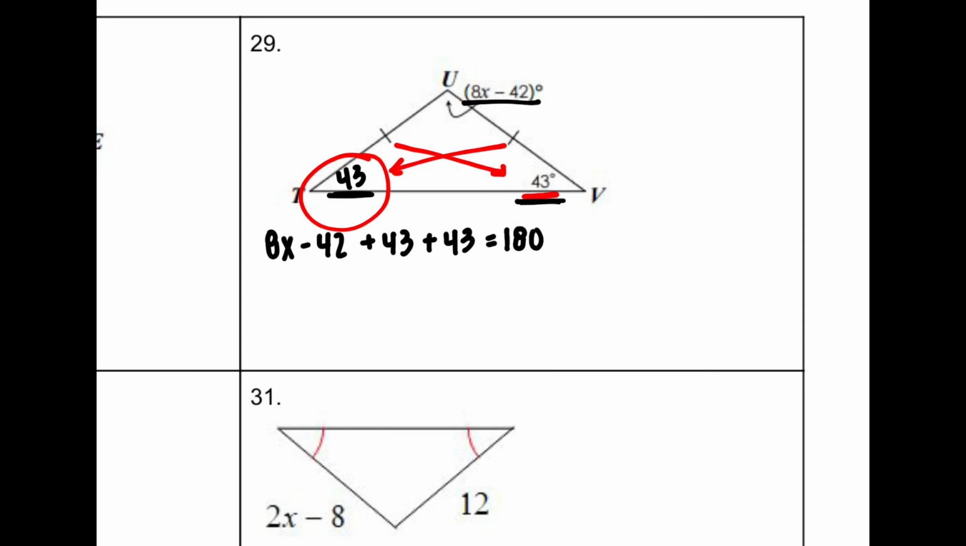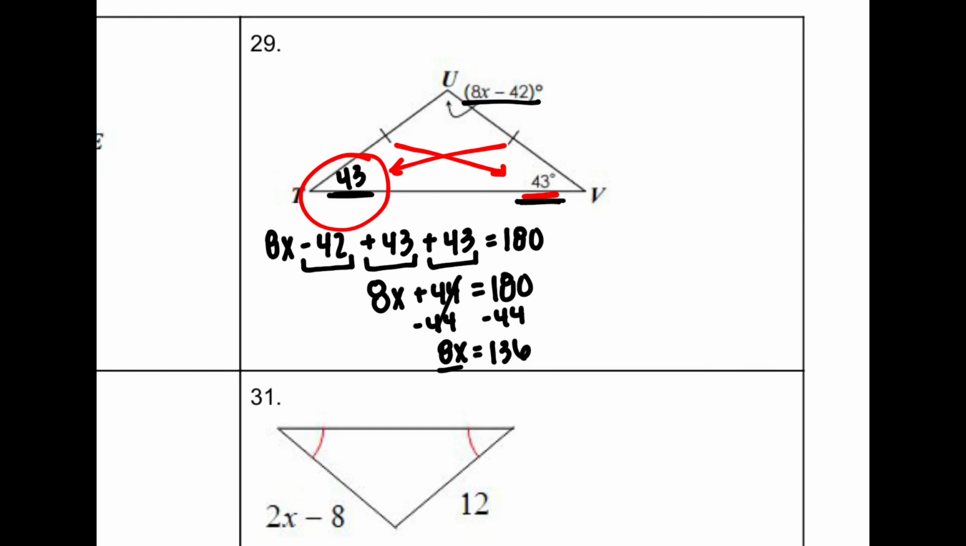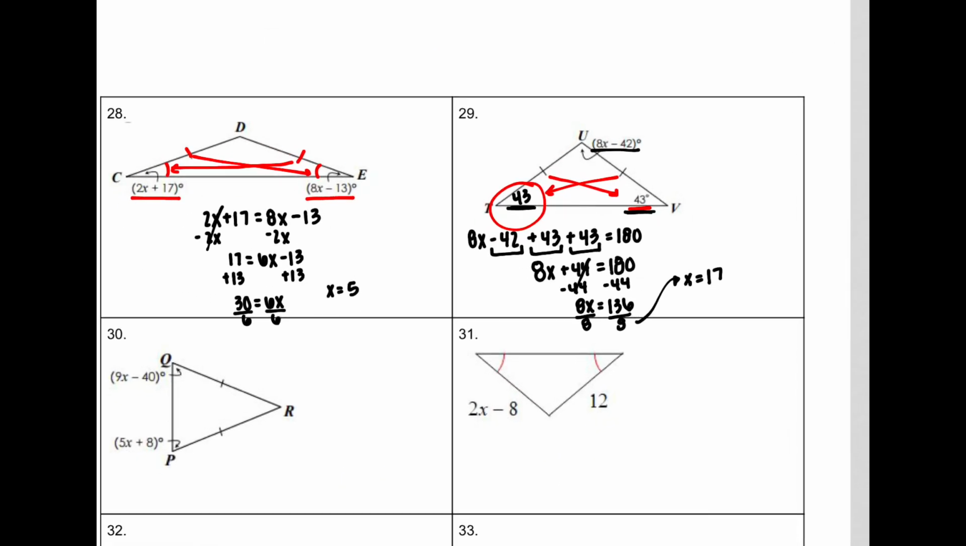I'm now going to combine my like terms, so negative 42 plus 43 plus another 43 leaves me with 44, so I have 8x plus 44 is equal to 180. I'm going to subtract that 44 from both sides. And I'm left with 8x equals 136. My last step is to divide both sides by 8. So x equals 17.